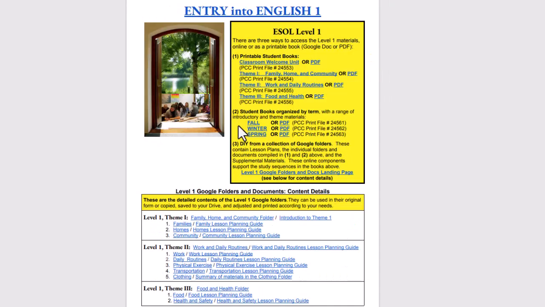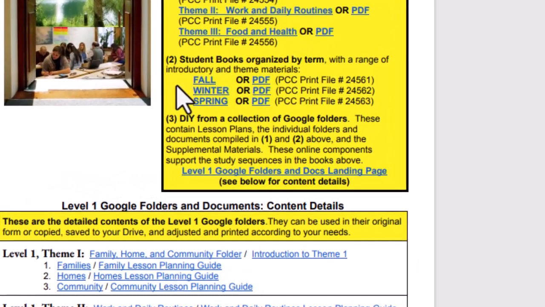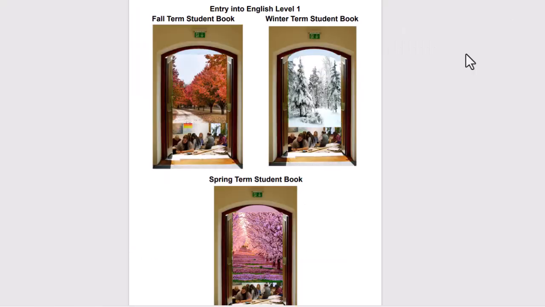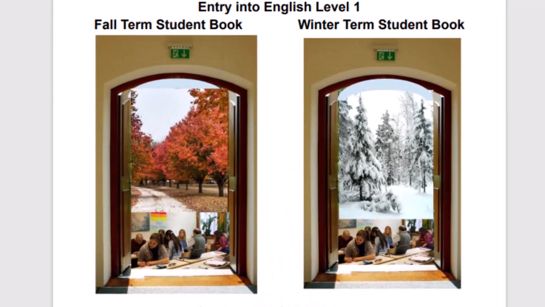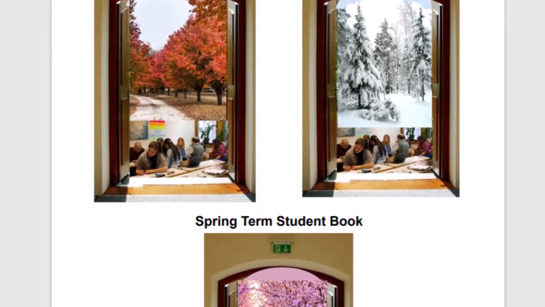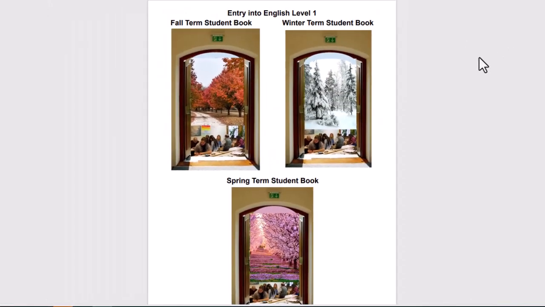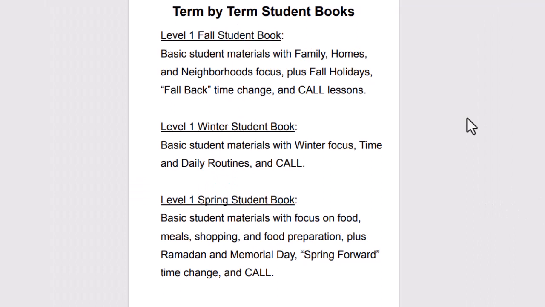Next, there is the option of using a book organized for each of 3 terms: fall, winter, or spring. These combine skill development materials, theme-related content, and pages for special events like holidays that occur during that term period. These are the 3 books. And this is an idea of the contents within each book.